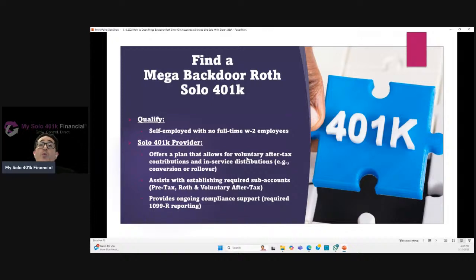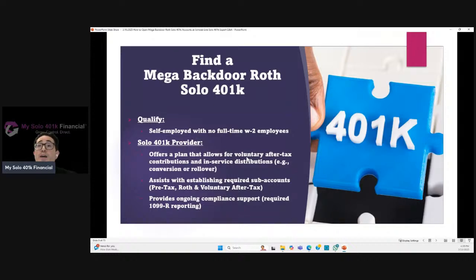And then you want to work not only with a provider that offers a plan that allows you to do so, but one that has a lot of experience and provides a lot of ongoing compliance support. For example, we assist our customers with establishing the required accounts, right? Pre-tax, Roth, and voluntary after-tax. We provide the ongoing compliance support.